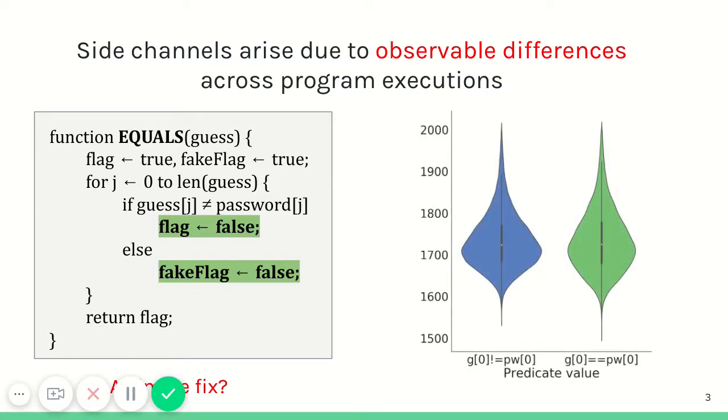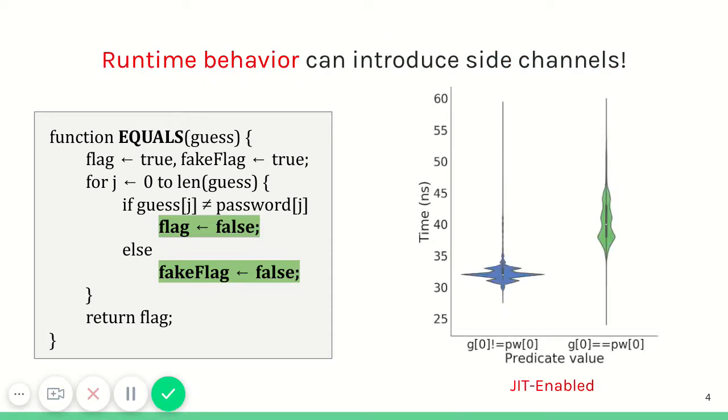To the right, I show the results of the same experiment on this new version of the equals function. Now, these execution time distributions appear to be indistinguishable. Looks like the problem is solved, right? Well, one crucial bit of information is that this experiment was run with just-in-time compilation disabled. When I run the same experiment enabling JIT, the story has completely changed and a side channel has arisen.